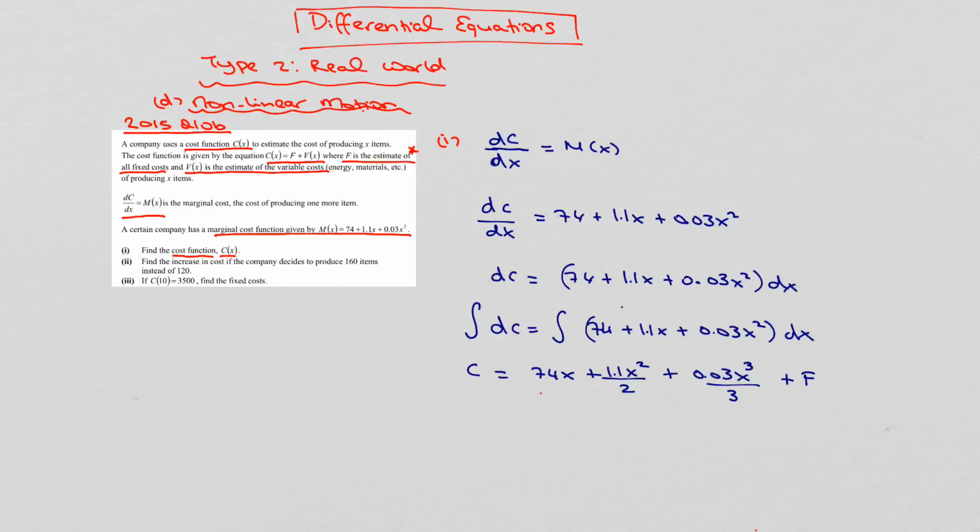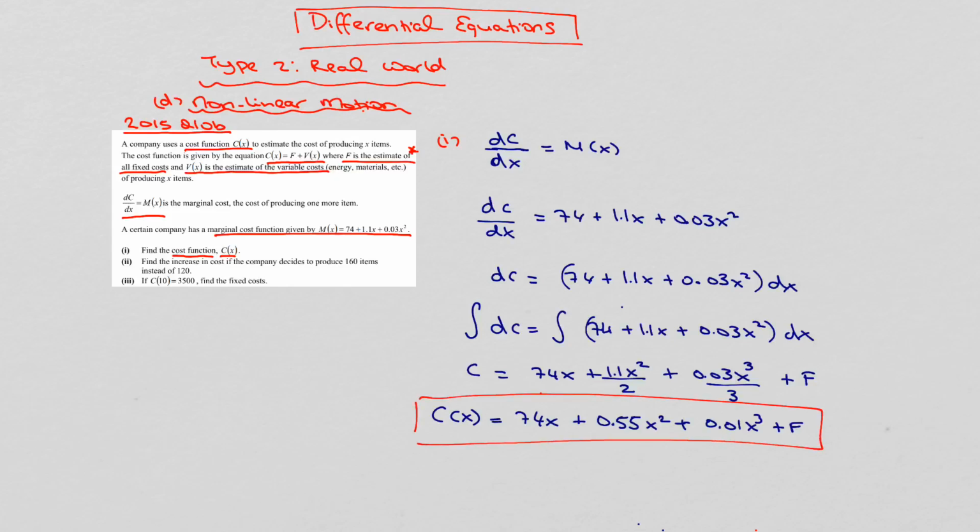And when you're getting constants of integration, it's the same on both sides. You just take it as one constant. So therefore, we can simplify that, and that's going to be C, our cost of producing our items x, is equal to 74x plus 0.55x squared plus 0.01x cubed plus F. Okay, and there were 5 marks given for that.